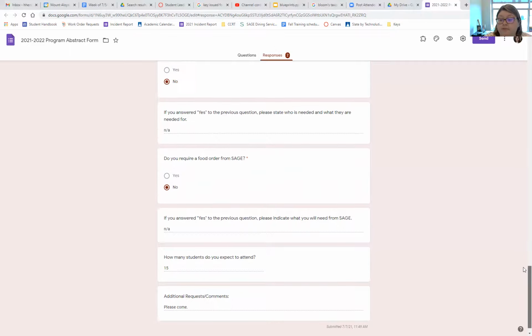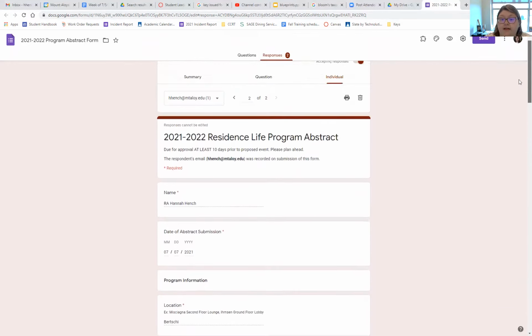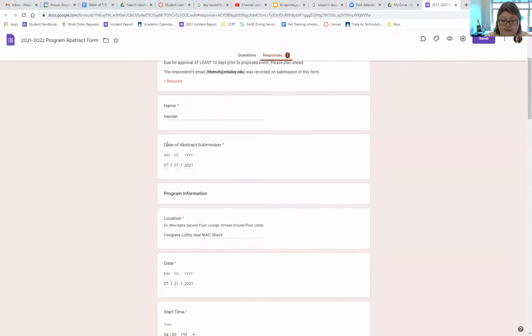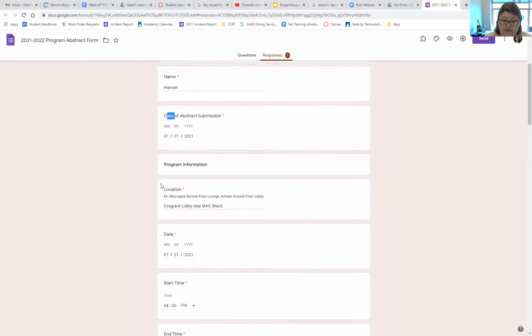So I'm going to scroll back up, not to make you seasick, and I'm going to look at the other programming form, which will give you your good example. Now, I did only put my first name here, but of course you'll want to include your first and last name. I said that the date of my abstract submission on this particular abstract was 7/7, and the location would be Cosgrave Lobby near the Mac Shack. That's clear, concise as to where my program would be, so that there might not be any questions from professional staff members or my supervisor.